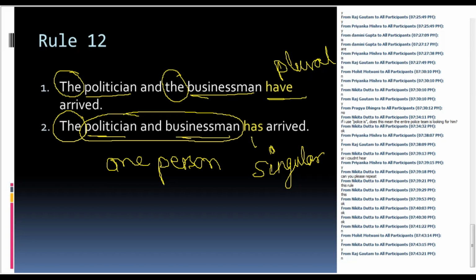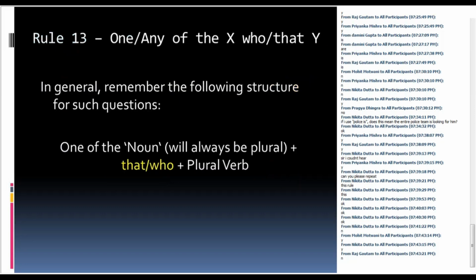Number 13. Rule number 13. In exams, you will see they will give you sentences like this. He is one of the boys who or that. Any of the students who or that. So when you have these kinds of sentences, then remember generally what the structure is going to be. It will say one or any of the. After that, there is going to be a noun. This noun will always be plural. One of the bats, any of the bats. One of the students, any of the students. One of the books, any of the books.